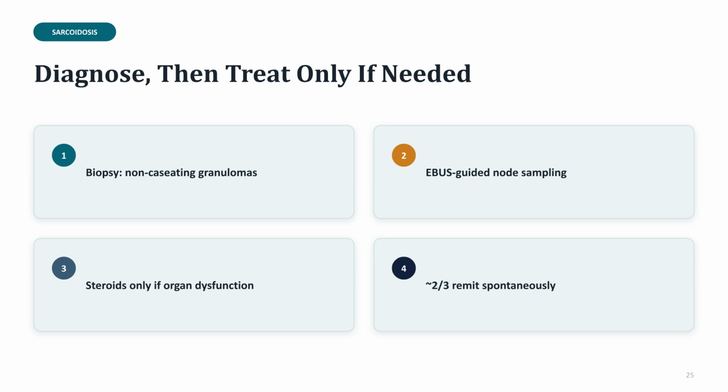Treatment is selective. Not everyone needs it. Reserve corticosteroids for symptomatic disease or dangerous organ involvement: heart, eyes, brain, or kidneys, because roughly 2/3 of patients remit on their own. Steroids ease symptoms, but do not clearly change the long-term course.